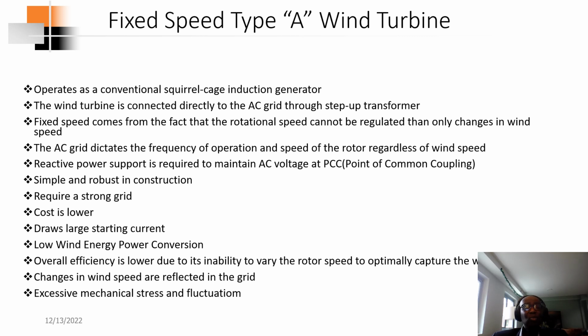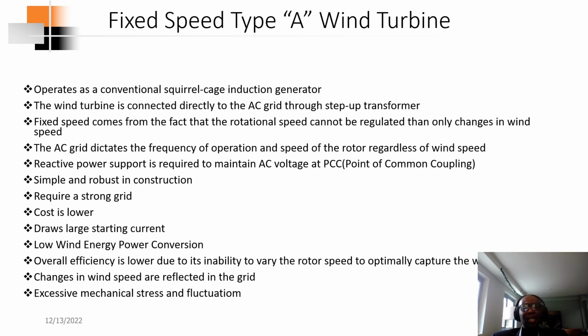And it requires reactive power support because it's an induction generator. It requires reactive power, and that has to be installed at the point of common coupling. Next, it is very simple and very robust in construction, and it requires a strong grid. If you have a weak grid, then you have to install a STATCOM, SVC, or reactive power compensation at the point of common coupling. The cost is lower. Actually, it's one of the cheapest wind turbines that you have.